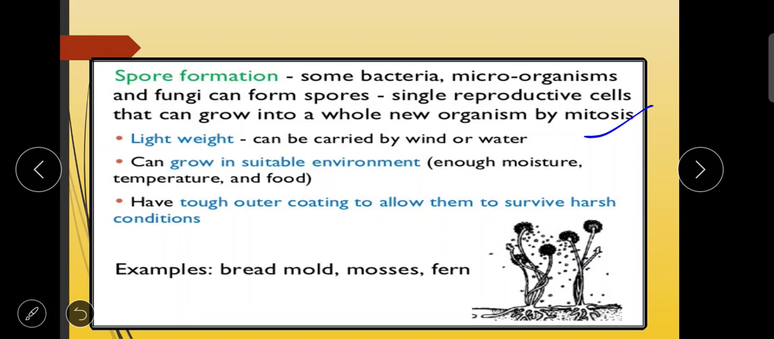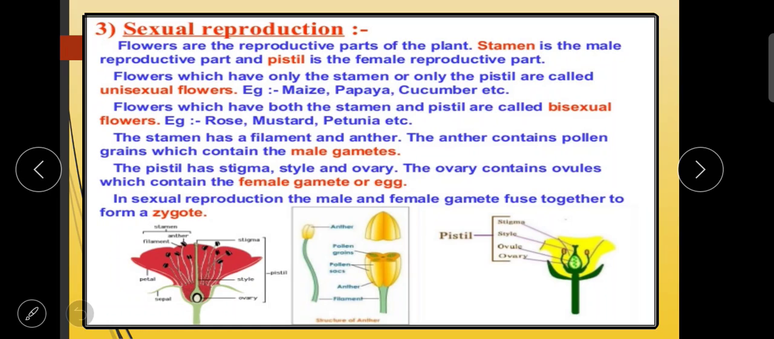Generally, these spores are light in weight, so they can be carried to other places by the help of wind or water. They can grow in a suitable environment where they get enough moisture, temperature, and food. Also, they have a tough outer coating to allow them to survive harsh conditions. Some examples are bread mold, mosses and fern, which contain spores that spread and form new species. So these are the types of asexual reproduction, children. Here we end with all the main four types of asexual reproduction.